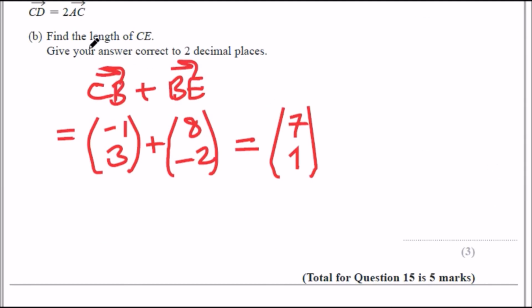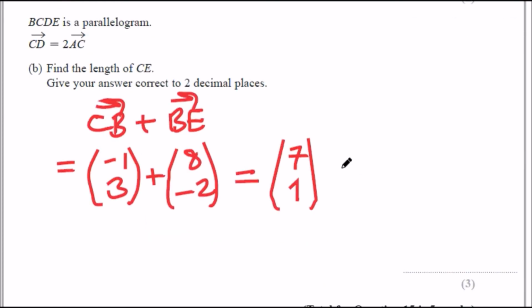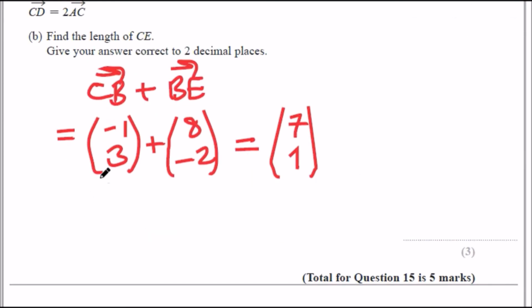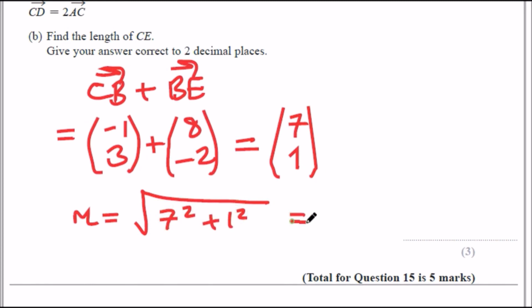Now, all we need to do is find an actual length for this vector, so we need to calculate the magnitude. We do that using Pythagoras. Let's call the magnitude m. It's going to be the square root of 7 squared plus 1 squared. Calculating this gives us 49 and 1, so it'll be root 50. Putting root 50 in your calculator, to 2 decimal places, you should get about 7.1 units.